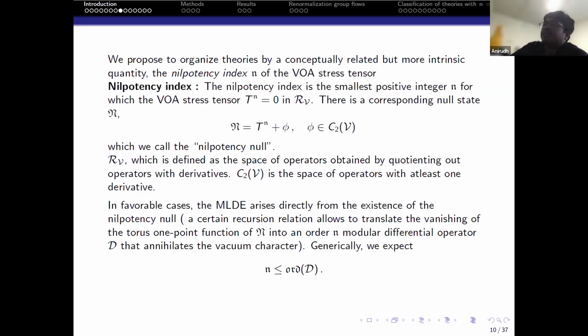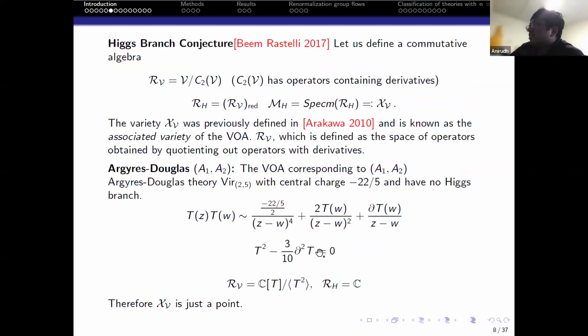So let me define the nilpotency index. The nilpotency index is defined as the smallest positive integer n such that t to the power of n is actually 0 in RV, which means in the VOA there is a null state of this form, t to the n plus something, which I call phi, and this phi is in C2V. A few slides ago, I described what C2V was. C2V is the space of operators which have at least one derivative. So, for example, this is an example of such a null, where phi is del squared t.